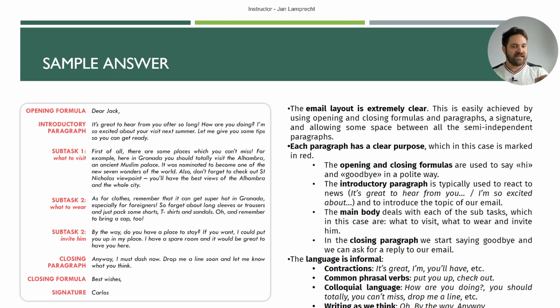Each paragraph has a clear purpose, which in this case is marked in red. You remember that in the question, we had to answer certain things. We had to do specific things. Each paragraph has that purpose. The opening and closing formulas are used to say hi and goodbye in a polite way. So instead of saying hi, Jack, say Dear Jack. Instead of saying bye, you can say best wishes. Remember, this is a formal structure. This is an email. We are friends, but it's still an email.